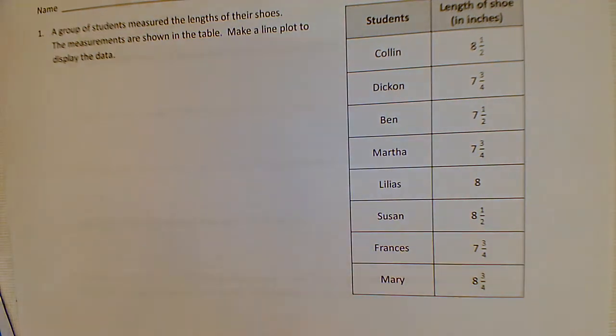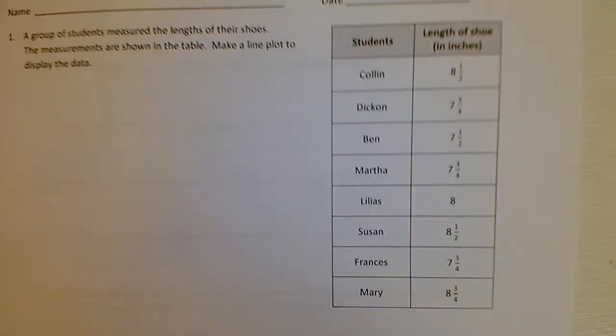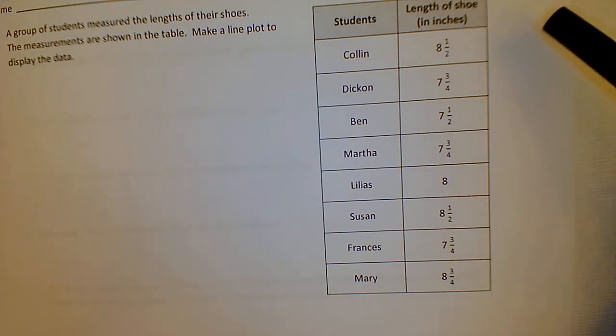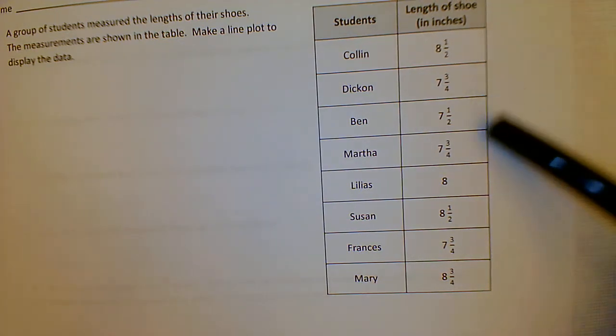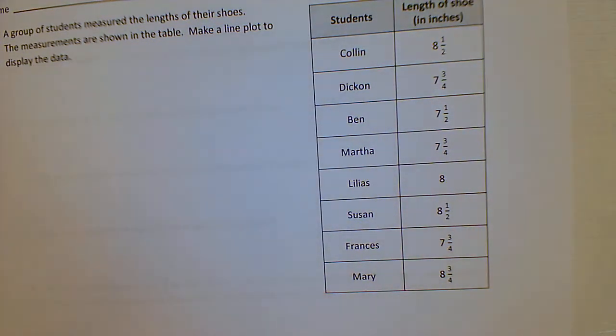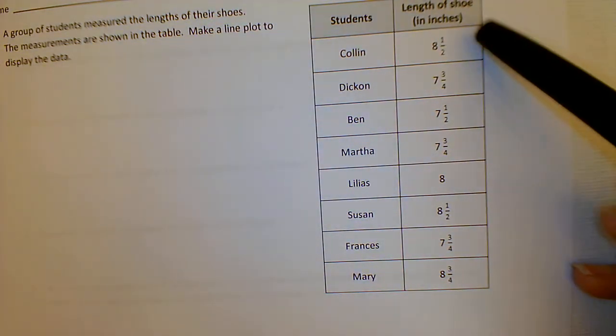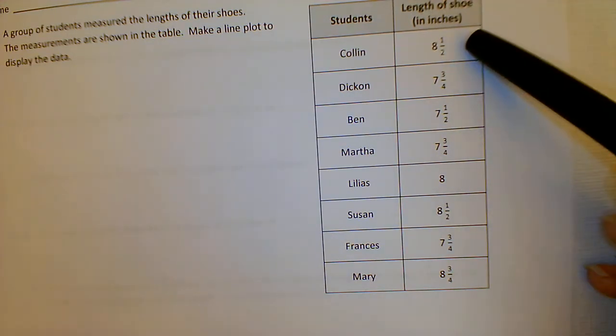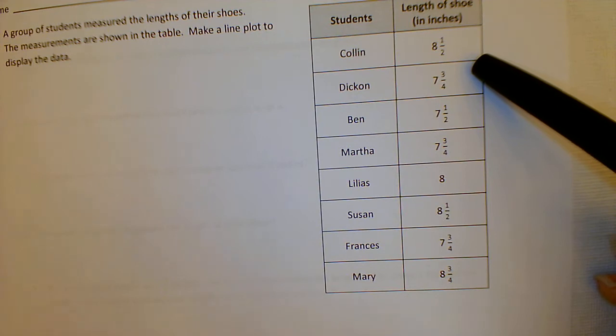Hang on, gang. Let me see what's going on here. There we go. And so to do that, I want to find my range. I want to find my smallest number and my largest number on here. So let's go ahead and take a look and see. I have 8.5, so that's a pretty big number, 7 3/4. So let me see if I can find anything larger than 8.5 and smaller than 7 3/4.